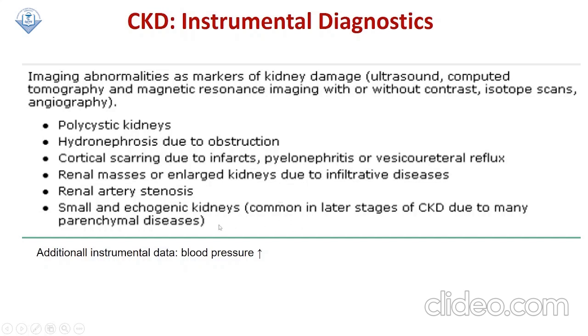And of course, we must remember about another instrumental method, checking blood pressure, because arterial hypertension, which is secondary to kidney disease, is an early sign of chronic kidney disease.